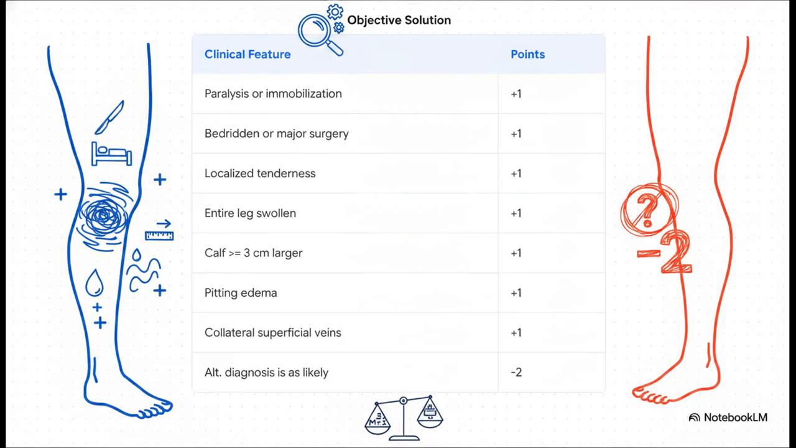Because our clinical gut feelings can be a bit vague, we need something totally objective. Enter the modified Wells score for DVT. This system is great. It assigns exactly 1 point for specific clinical features, things like major surgery, localized tenderness, or a significantly swollen calf. And if you think another diagnosis is just as likely, you subtract 2 points. This whole thing beautifully turns our subjective bedside exam into hard, undeniable math.